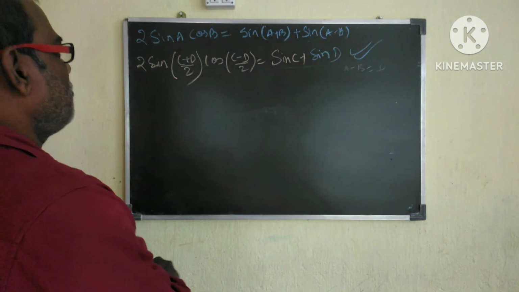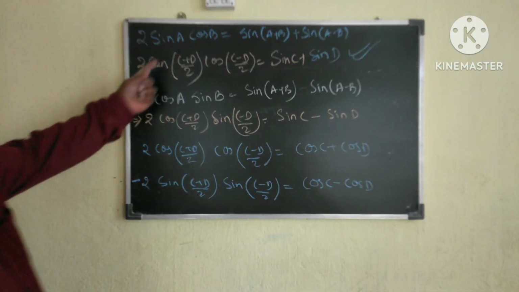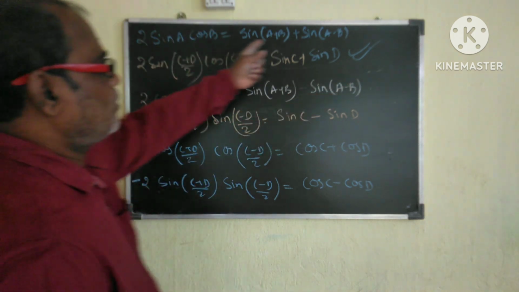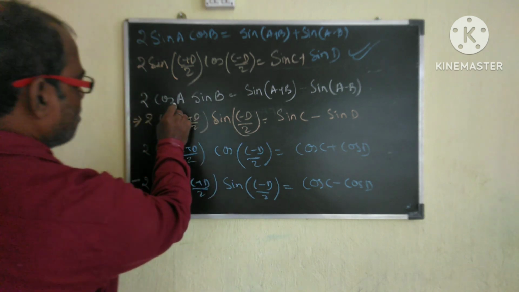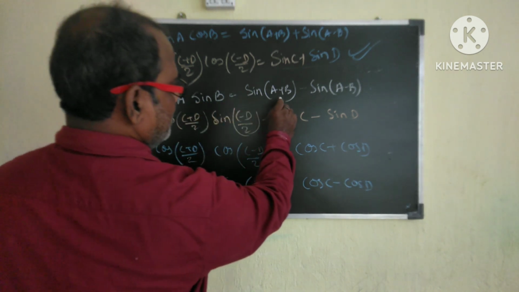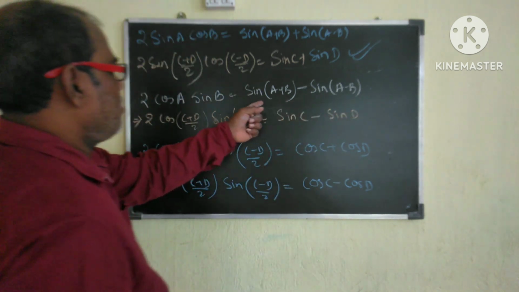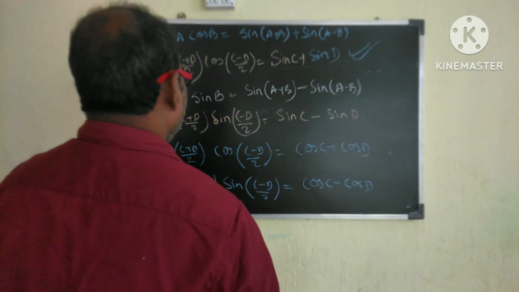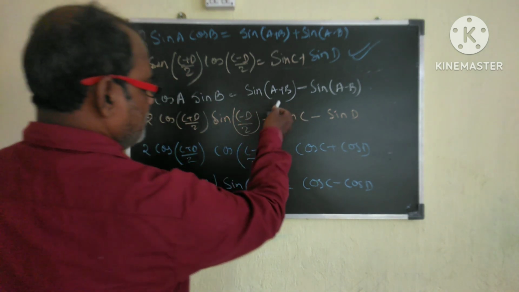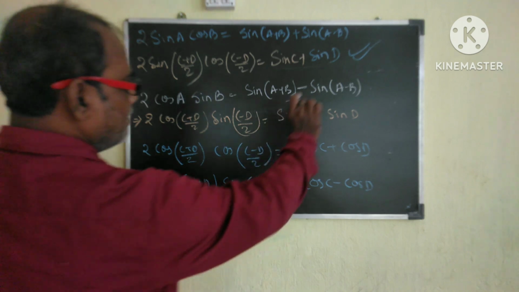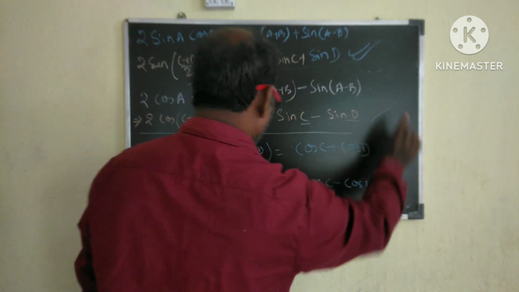Simultaneously we had the different ones, I am going to write it on the board. Already we have learned how to solve this type of problems. Now one more transformation was 2 cos A sin B is equal to sin (A plus B) minus sin (A minus B). This transformation we have already done in the previous one. So instead of writing A plus B, we are writing C, and A minus B we are writing D. So we are getting one more formula.